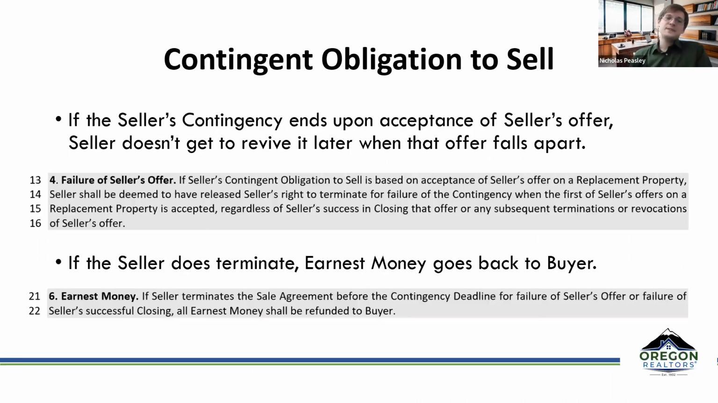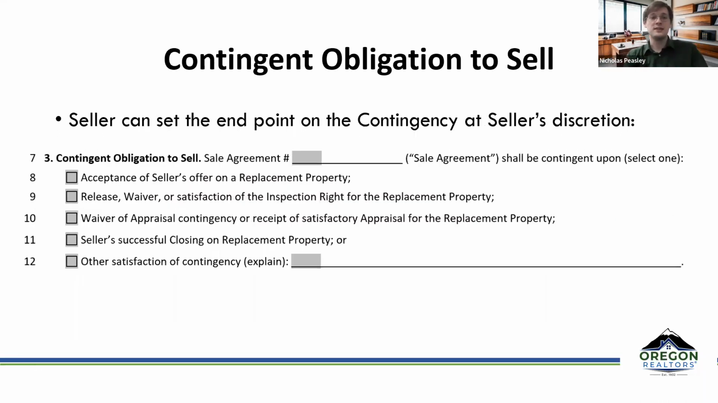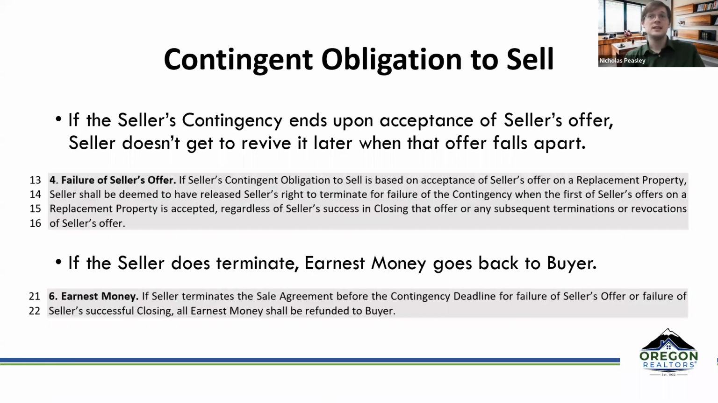Last things to point out, if the seller's contingency ends upon acceptance of the seller's offer, you don't revive it if that offer falls through. So if seller's contingency is based in Section 3 upon successful acceptance of seller's offer and then it falls apart, the seller can't later on come back and be like, well, that offer didn't work, but I put an offer on another house, so my contingent obligation remains. Once you've fulfilled your contingent obligation, this Section 3 thing, the first time, it's over. You don't get to have it back. The seller only gets one bite at this contingent obligation.